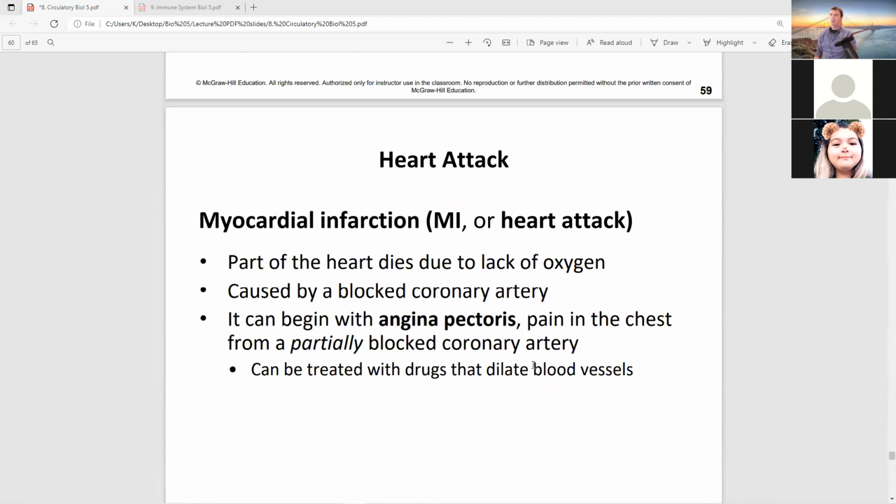A heart attack, or a myocardial infarction, MI for short, is part of the heart disease where part of the heart dies due to lack of oxygen. This is caused by a blocked coronary artery, and it can begin with angina pectoris, or a pain in the chest from a partially blocked coronary artery. These can be treated with drugs that dilate the blood vessels.